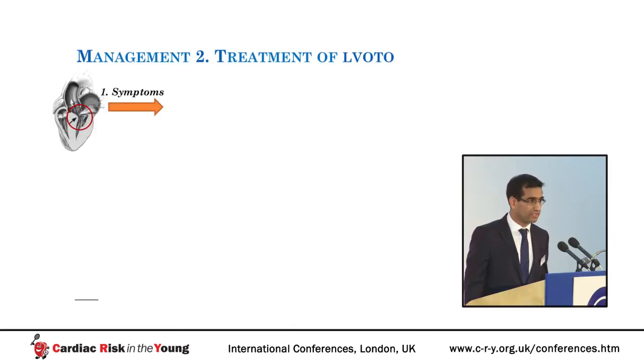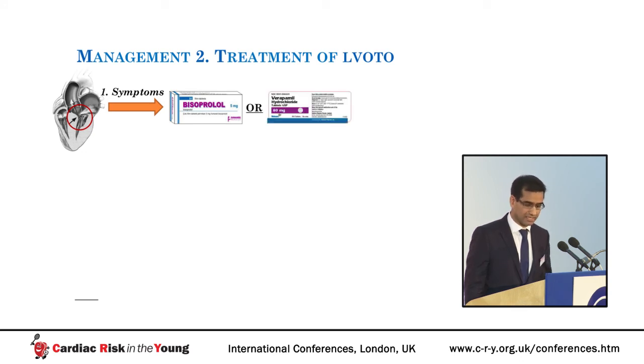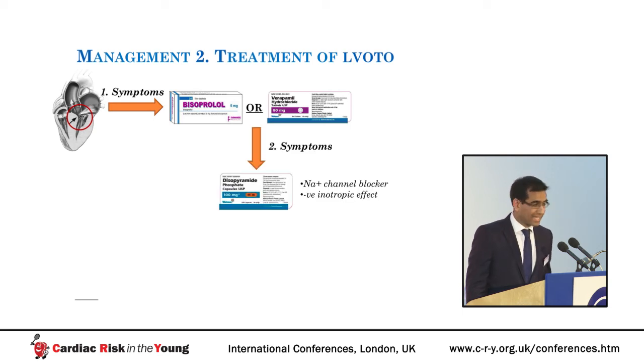So I just want to talk a little bit more about the treatment of left ventricular outflow tract obstruction. So if a patient has symptoms of this, as I've already mentioned, we can treat them with either a beta blocker or a calcium channel antagonist, obviously never both in combination. And if, despite optimal doses of these medications, patients still have symptoms, then we add in disopyramide. Now, this is a sodium channel blocker, and it works predominantly through a negative inotropic effect.